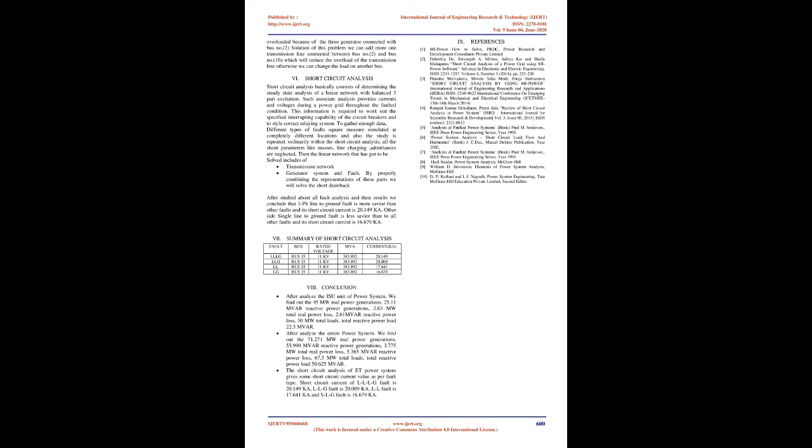This line is overloaded because of the 3 generators connected with bus No. 2. Solution of this problem: we can add one more transmission line connected between bus No. 2 and bus No. 16, which will reduce the overload of the transmission line. Otherwise we can change the load on another bus.